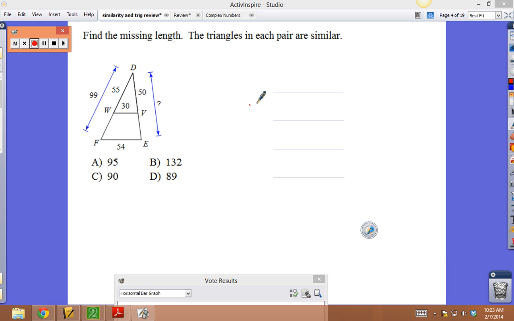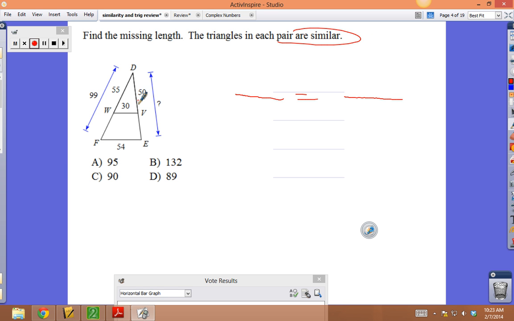You got to set up some fractions. So let's set up a fraction equal to a fraction. So they tell you the triangles are similar. If the triangles are similar, I'm going to compare 55, and you can compare 55 to 50, or you could compare 55 to 99. I mean, there's a lot of fractions you can set up, but now if I choose 55 to 50, this is the side I need to find. So I'm going to compare 99 with X.